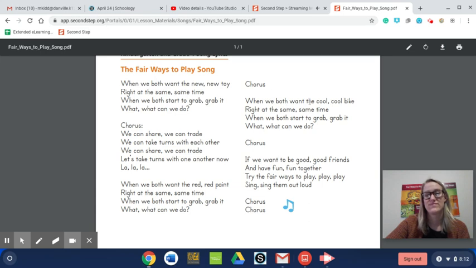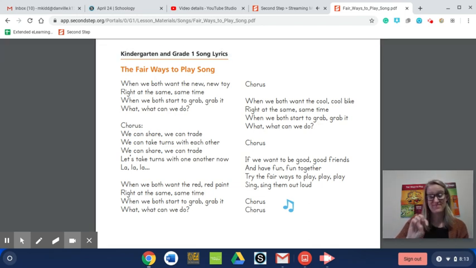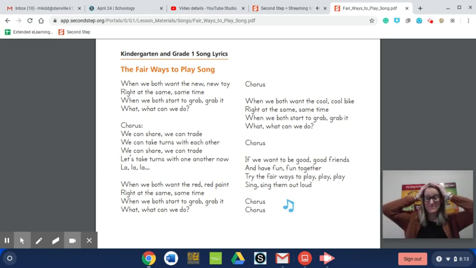When we both want the cool bike, right at the same time. When we both start to grab it, what can we do? We can share, we can trade, we can take turns with each other. We can share, we can trade, let's take turns with one another now.